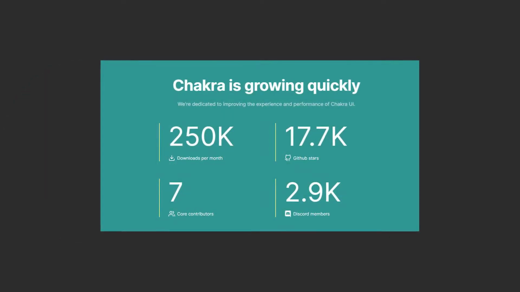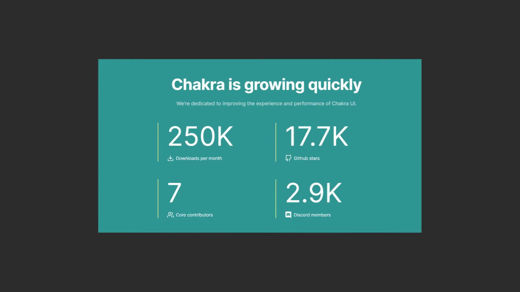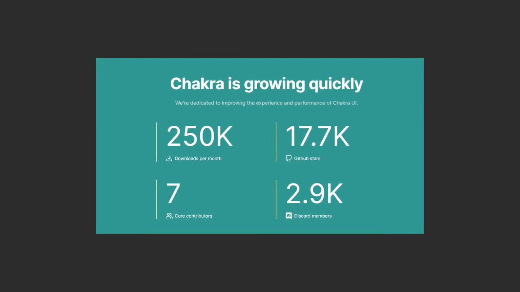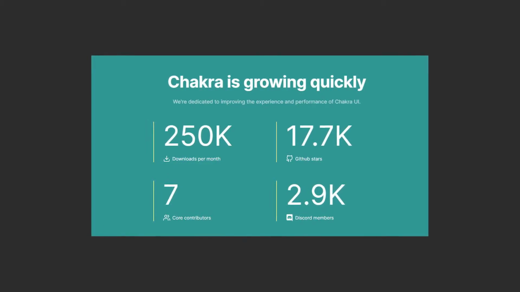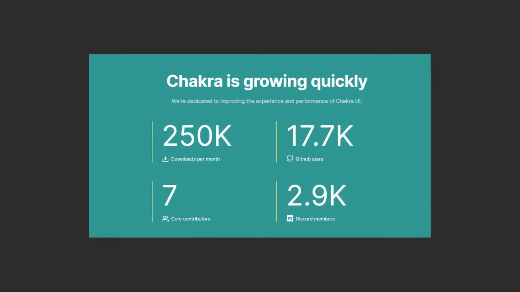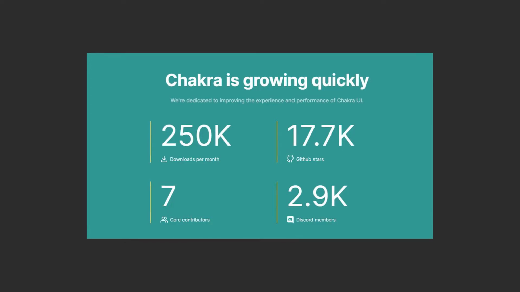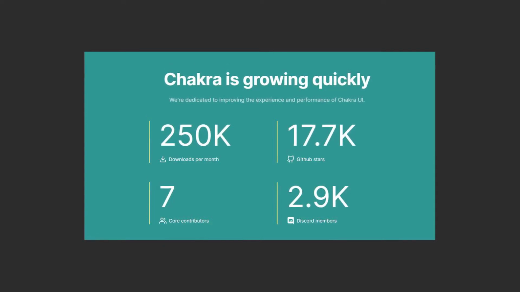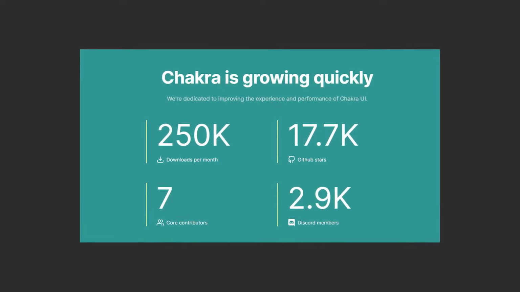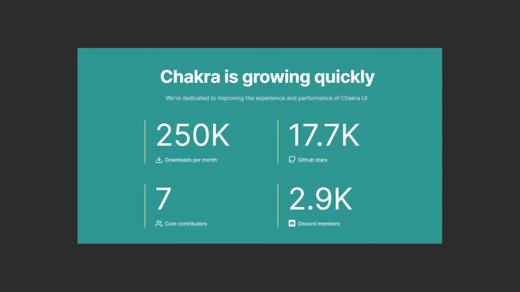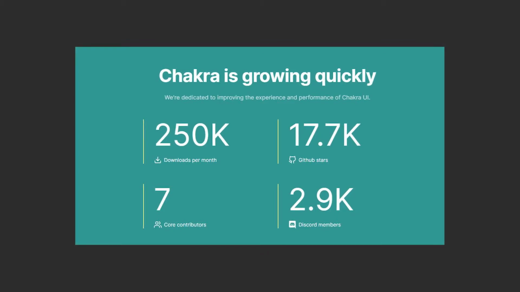Here we can see that Chakra is actually growing quickly. It's got 250,000 downloads a month, 17,000 stars on GitHub, a lot of Discord members, and 7 core team members. While it is not the biggest library out there for React to use for your UI needs, it definitely is healthy, has room to grow, and maybe even you yourself could help contribute to some open source software and get your name out there.